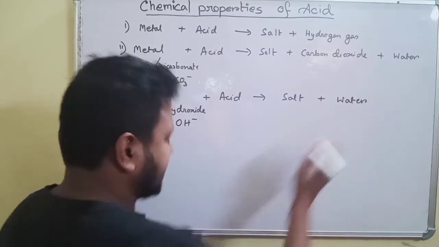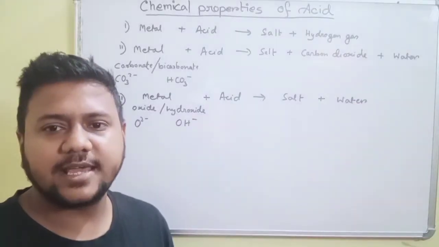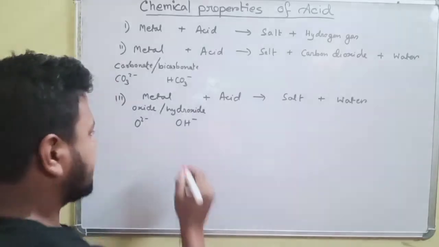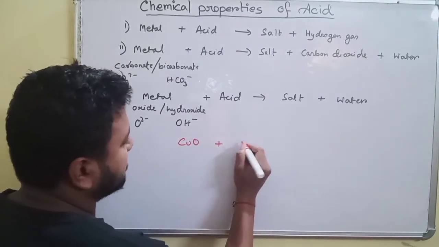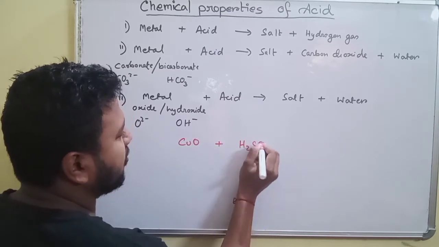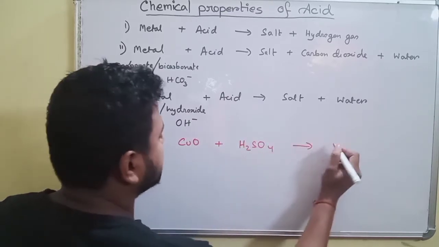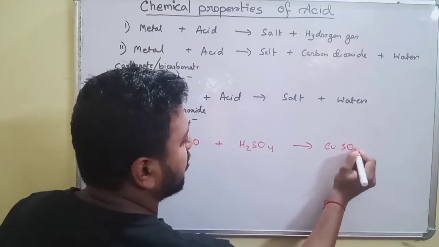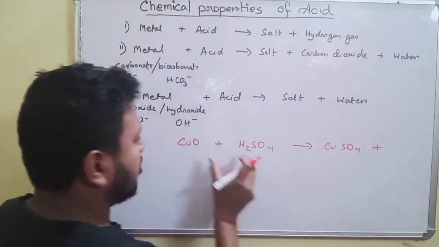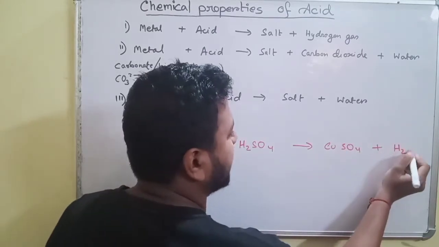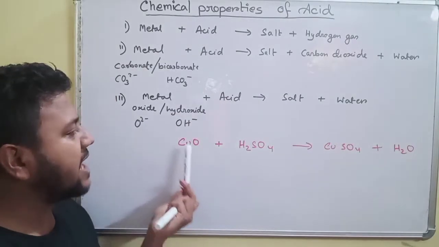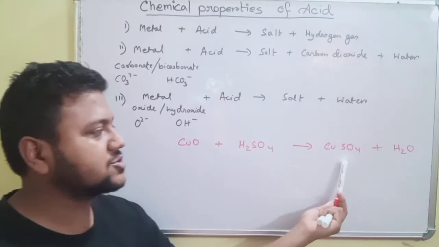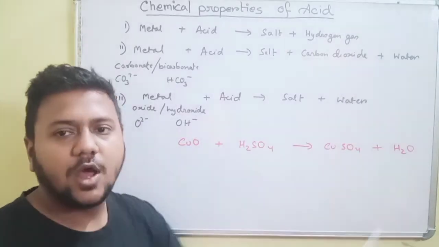Okay, so let us see some of the examples. Like we can take CuO when reacted with say H2SO4, it gives us CuSO4, copper sulfate salt, along with the liberation of H2O. Clear? So when a metal oxide reacts with acid, it gives us a salt with the liberation of water.